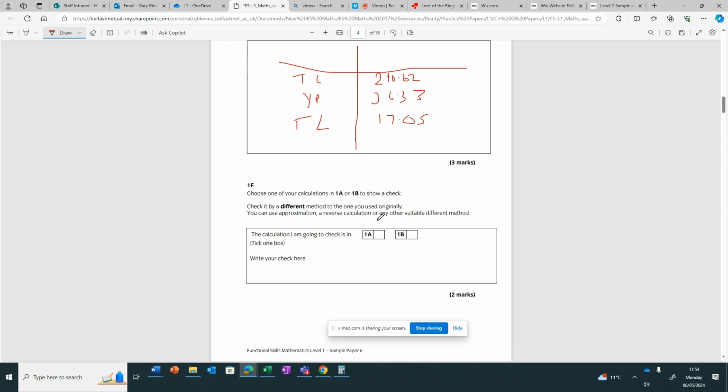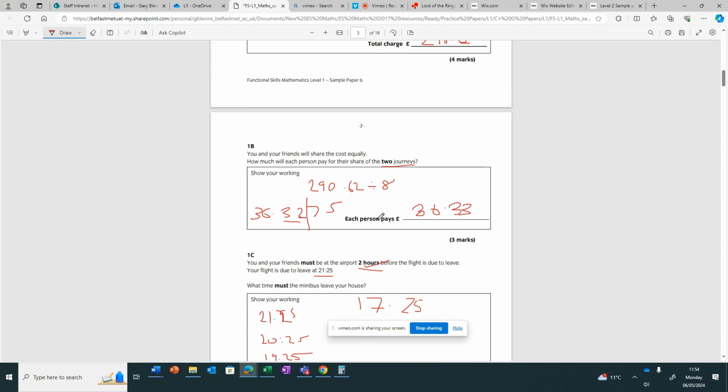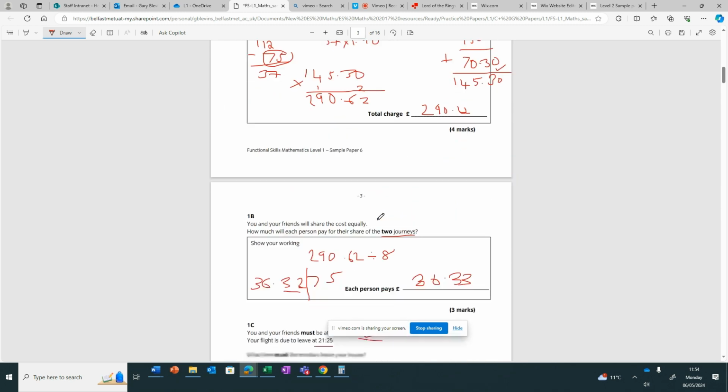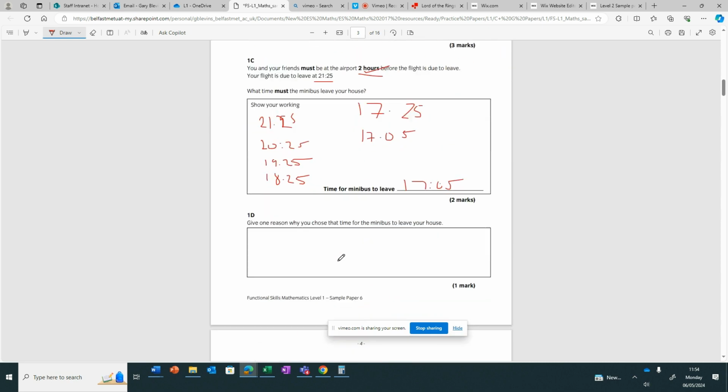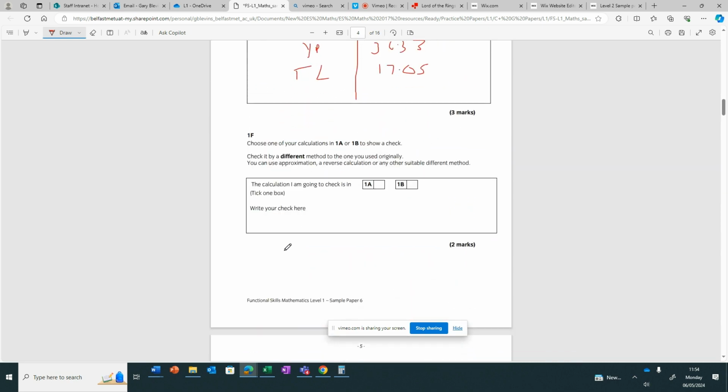Right, choose one of your calculations in 1A or 1B to show a check. So where's 1A and 1B? Right, well, 1A, we take that one, 290.63 divided by 8. So we're going to check 290.63 divided by 8. My answer was, what was it?